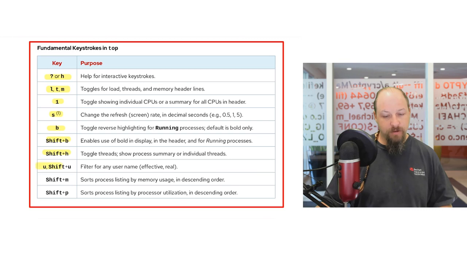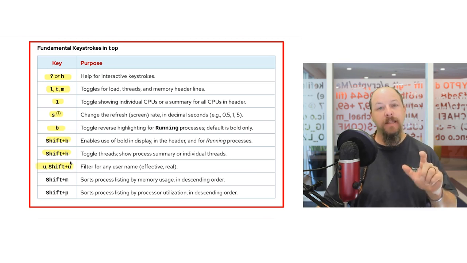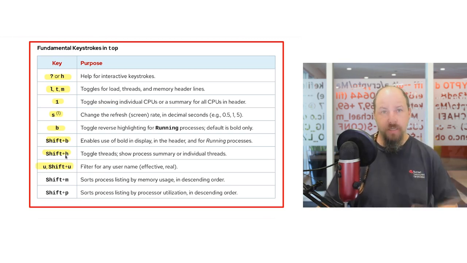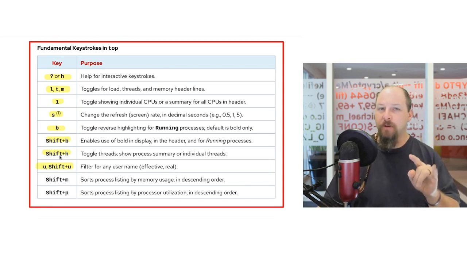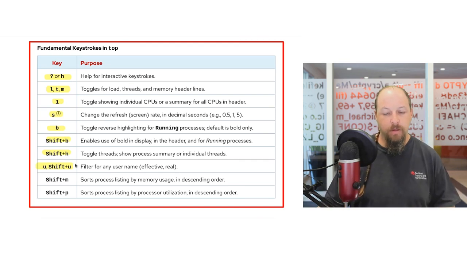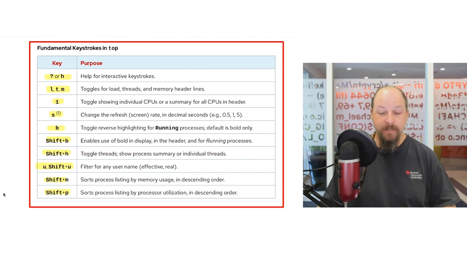U and capital U filter for any username, so allows you to supply that argument. Lowercase u will be the effective username, and capital U will be the real username that owns the process. Oftentimes a user launches a process, but it may run under a different name, and that's really the difference between effective and real usernames. Capital M sorts the output by memory usage, and capital P sorts the output by processor utilization. These helpful keys allow you to read and interpret, as well as manipulate the output of top to help fuel your administrative and investigative troubleshooting tasks.